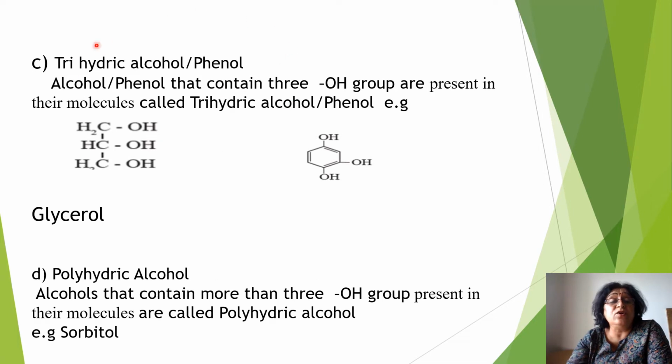Then trihydric alcohol or phenol. Alcohol or phenol that contains three OH groups in its molecule is called trihydric alcohol or phenol. For example, glycerol. In glycerol, you see three OH groups are attached. And this is the trihydric phenol, where three OH groups are attached. Polyhydric alcohols are alcohols that contain more than three OH groups in the molecule. For example, sorbitol.